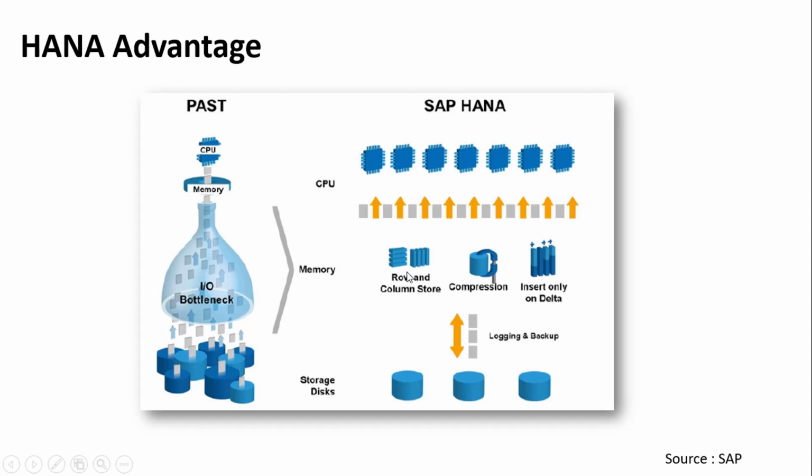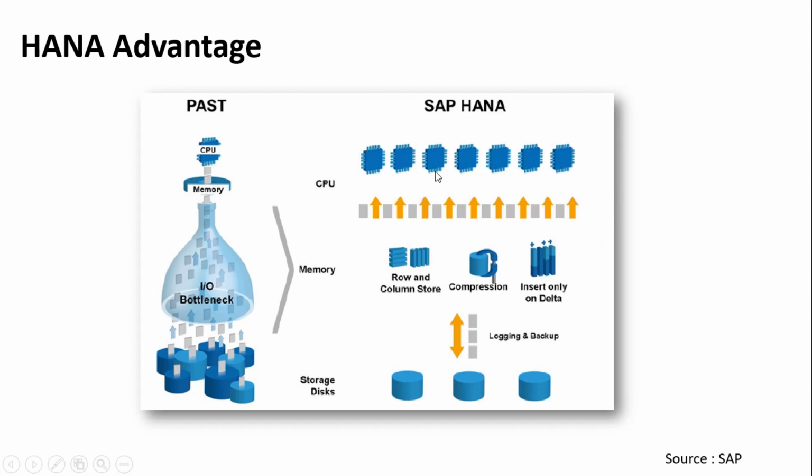And obviously HANA smartly uses both columnar storage and row storage. Most of the tables are columnar storage, which really helps in extracting or reading data. Auto compression is very high in SAP HANA. SAP HANA compresses the data to a huge extent as compared to other normal DBs. And we also have insert only delta. We'll see the concept of merge delta in later stages, but it really helps in updating the data as well.